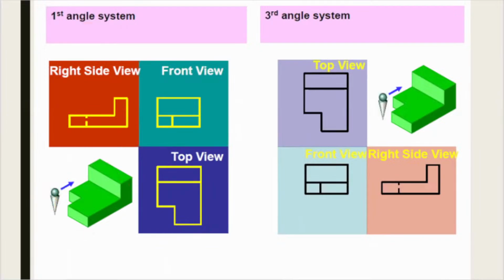If you look at here you will get an idea like this. No, this is the first angle system but it has been placed in the third square, right? Those two are different. First angle system means this object is placed in the first quadrant of the quadrant axis.